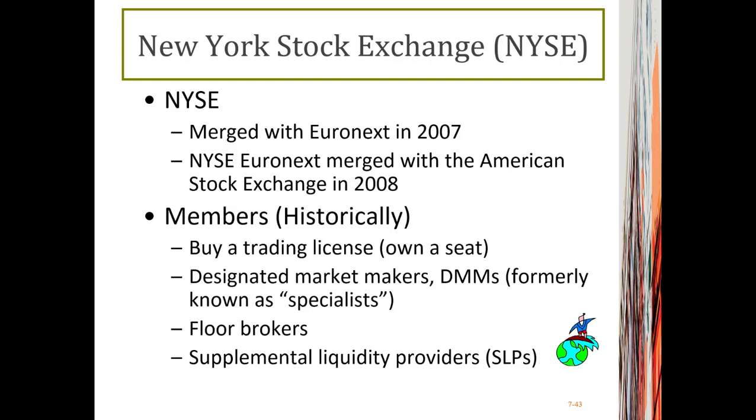For the secondary markets, there are two major markets in the United States. The first one is the NYSE, the New York Stock Exchange. The New York Stock Exchange merged with Euronext, the largest stock market in Europe, and in 2007 it became the largest stock exchange in the world. In 2008, NYSE Euronext merged with the American Stock Exchange, and this makes NYSE even bigger.